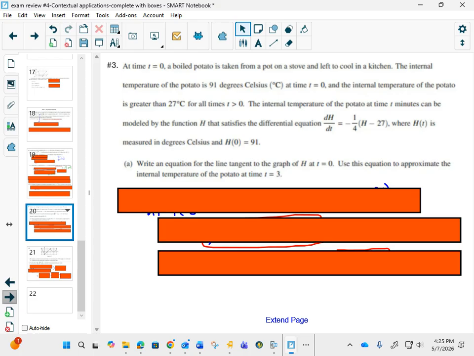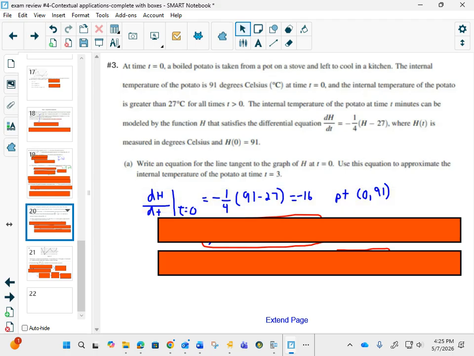How do we find a tangent line? We need a point and a slope. Okay? At t equals 0, do you see that we already have the point? The easiest form of equation. We have the point, but we need the slope. How do we find the slope? We use the derivative and we plug in t equals 0.